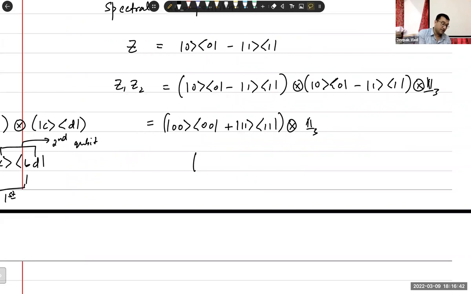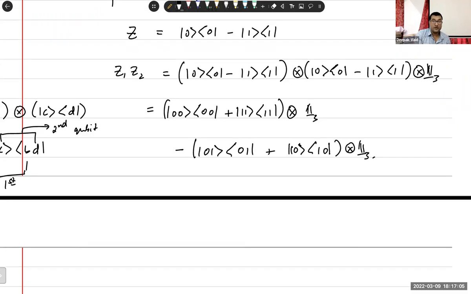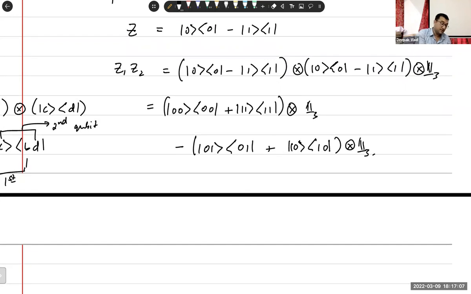Okay, so we get these two terms, and then the cross terms will give us what? The cross terms will get a minus sign, then we'll get 0, 1, 0, 1, then 1, 0, 1, 0, like this. Tensor. So this is Z1 Z2. Okay, and we can see that it is a sum of projectors, so this is a projector, and this is also a projector.